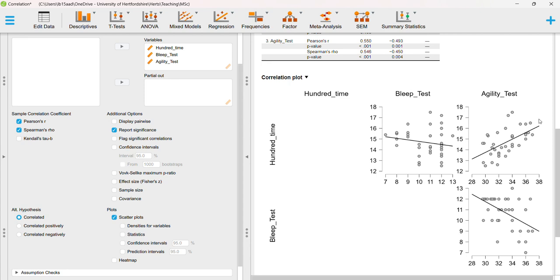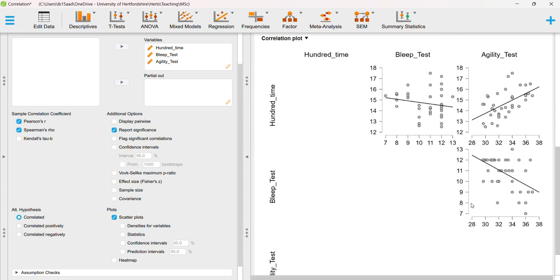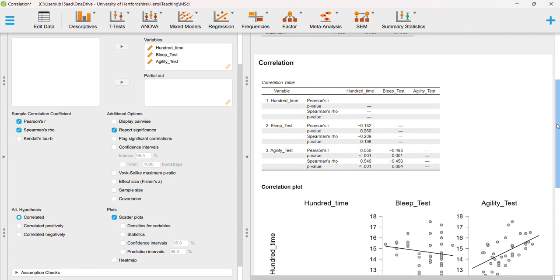According to the graph. We need to do the statistics or understand the values above to check what we're looking at. The graph underneath here is the bleep test versus the agility test. And there does seem to be a little bit of a relationship going on there too. So let's see what the statistics show. So I'm going to scroll back up.